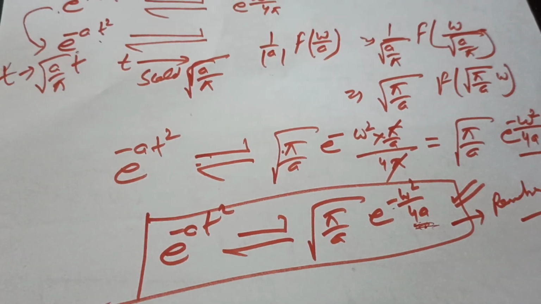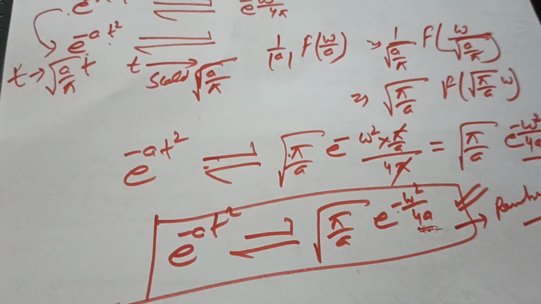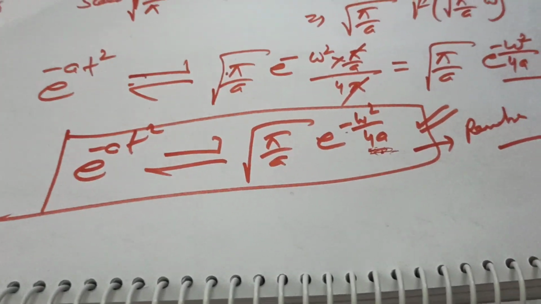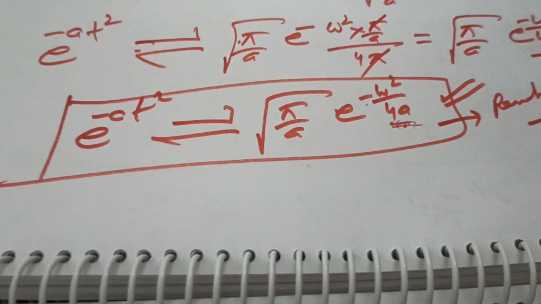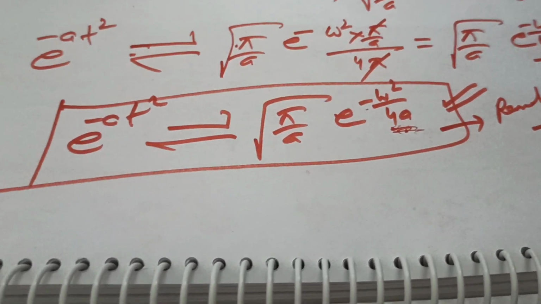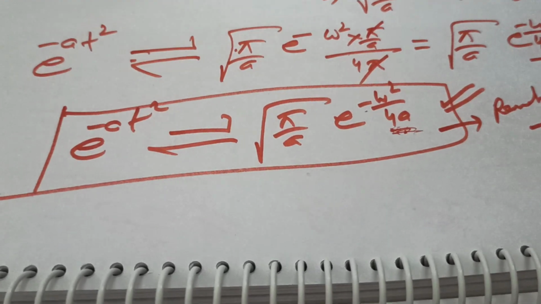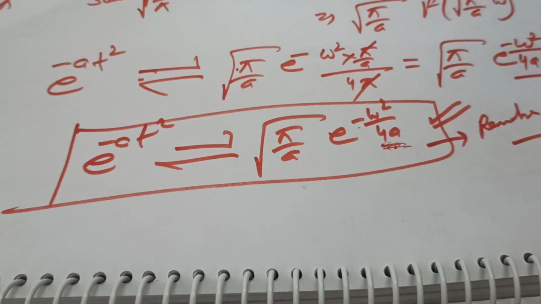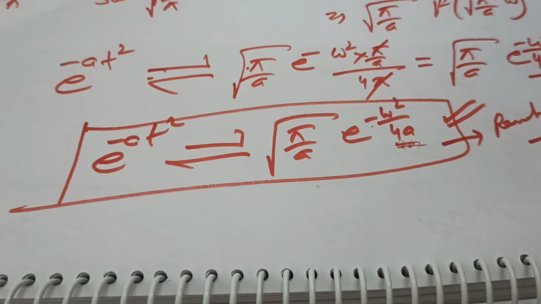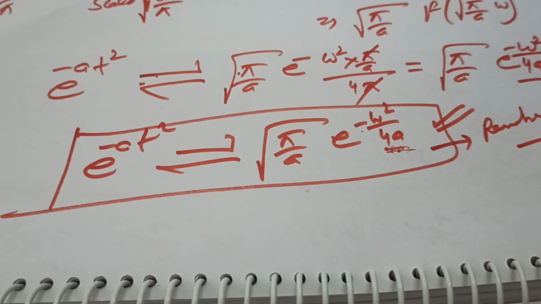Now nothing more is left. We are left with e to the power minus at square. It cancels out and gives me e to the power minus at square equals to under root pi by a, e to the power minus omega square by 4a. If this is clear, if I am again keeping an if, this should be very clear and this should be remembered. It is a very important result. E to the power minus at square gives under root pi by a, e to the power minus omega square upon 4a.